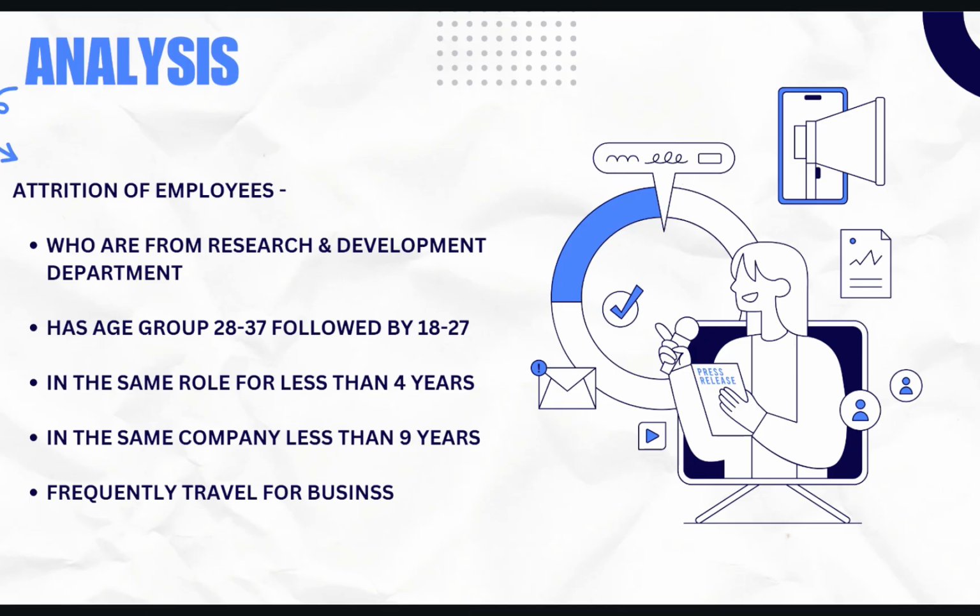Okay, so now after the dashboard creation, we have the answers to each of our analysis questions. The first answer is that research and development department employees are resigning majorly. The next one is that employees of age group 28 to 37, followed by the 18 to 27 age group, are leaving the company soon. The next one is that employees who have been in the same role for less than 4 years and in the same company for less than 9 years are contributing majorly to this attrition. And the last one is that employees who need to travel frequently for business purposes are leaving the company soon.